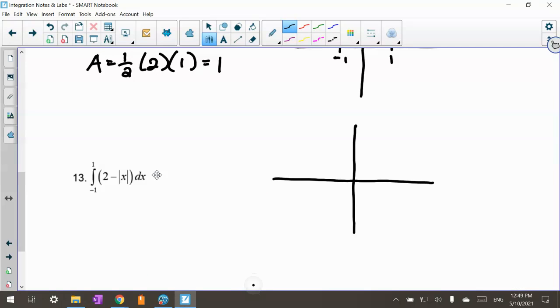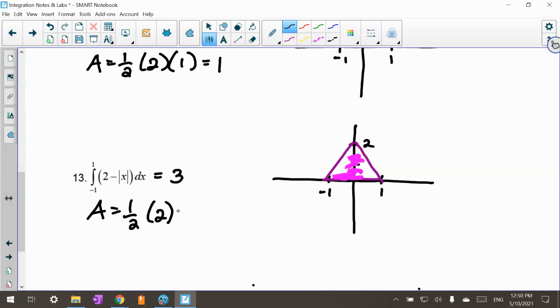When I put this in my calculator, I get a 3. So this is what I have, 1, 2, and then this comes over to -1 to 1. So when I draw this picture, we'll make this one purple. So I'm looking at the area of this in here. So the area of a triangle is 1/2, the base is 2 times 2.